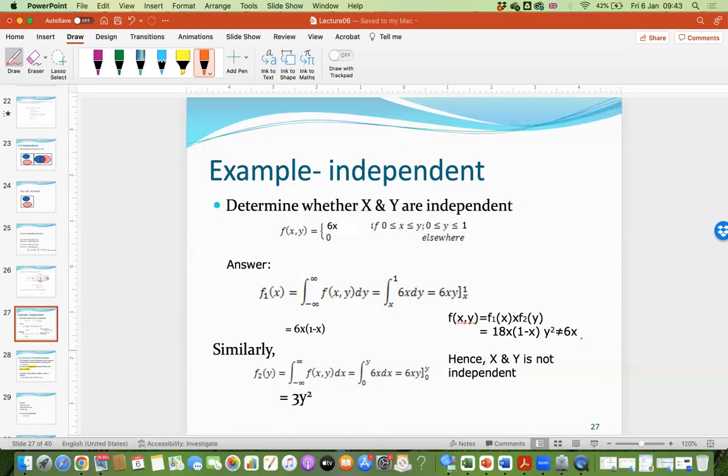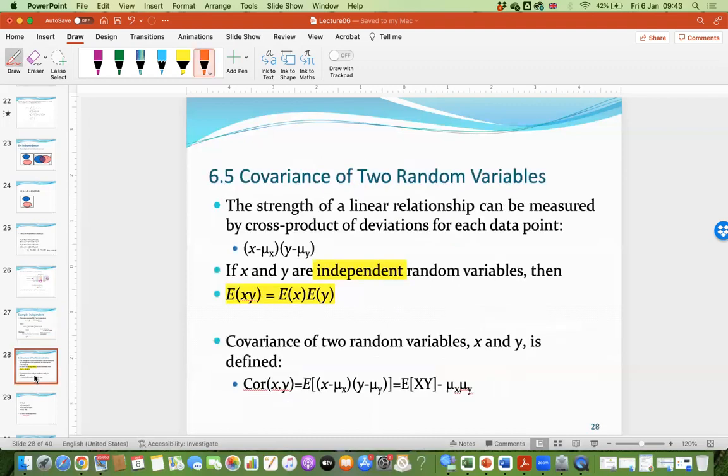So they are not the same. If you can see, they are not the same and therefore they are not independent. So another one that you need to learn is about covariance. Covariance is to show the strength of the linear relationship. But it's not showing whether they are independent. Okay? What does that mean?